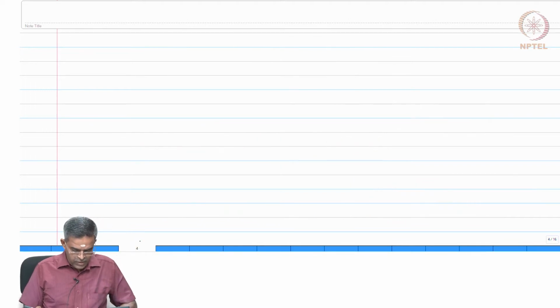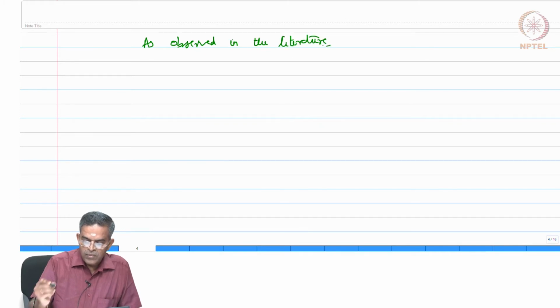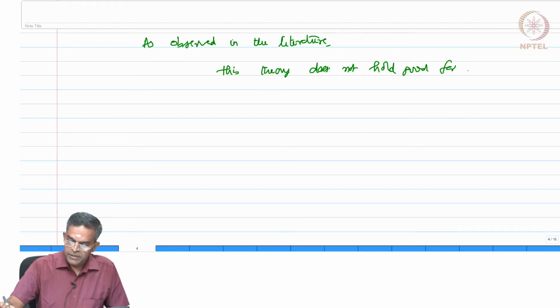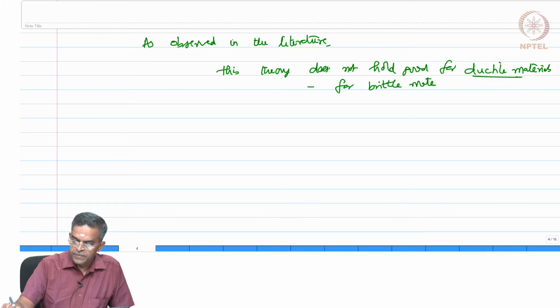This theory, as observed in the literature, does not hold good for ductile materials. It is better for brittle materials.